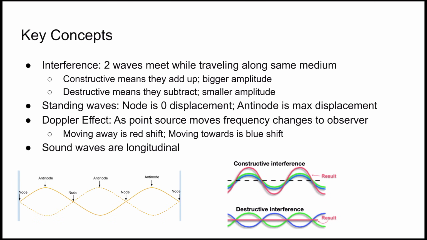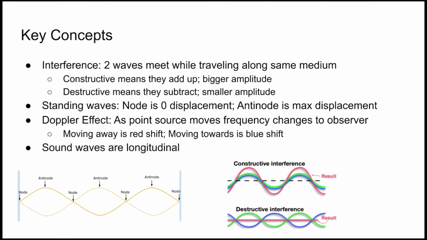So some key concepts. Interference is when two waves meet traveling along the same medium. Constructive interference is when the waves add up and result in a bigger amplitude. Destructive interference is when waves subtract and result in a smaller amplitude. Standing waves are when two identical waves meet while traveling in different directions, so they make a little pattern at the bottom. For standing waves, there are nodes and antinodes. A node is at zero displacement, while antinodes are at max displacement.